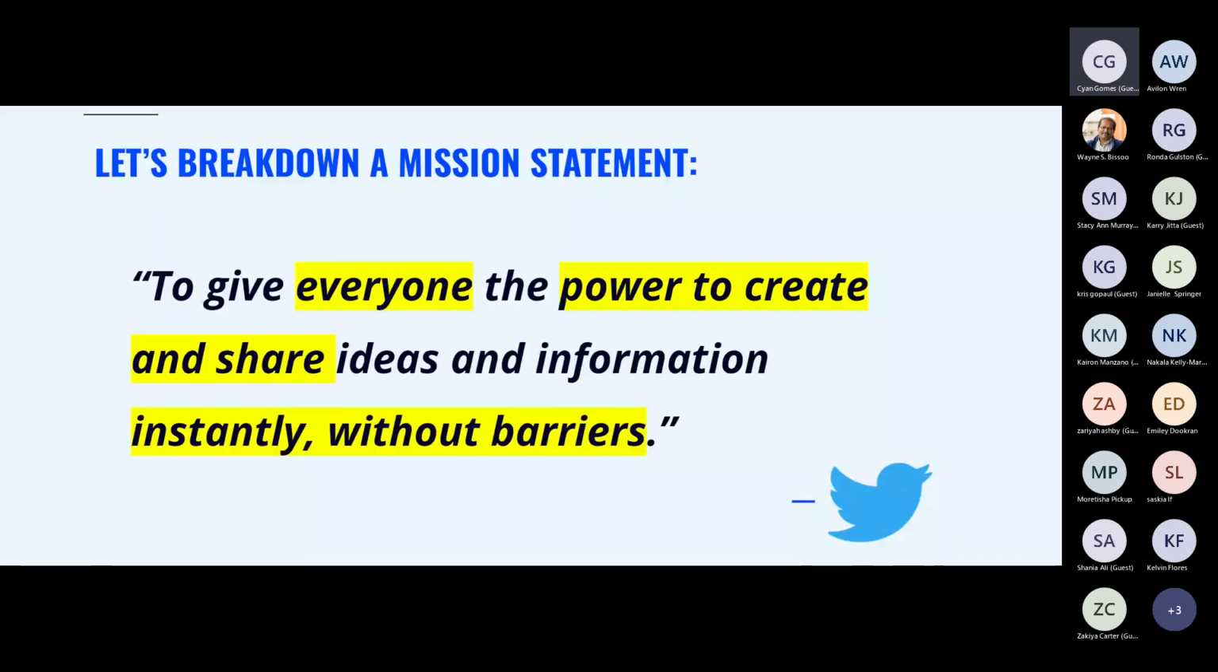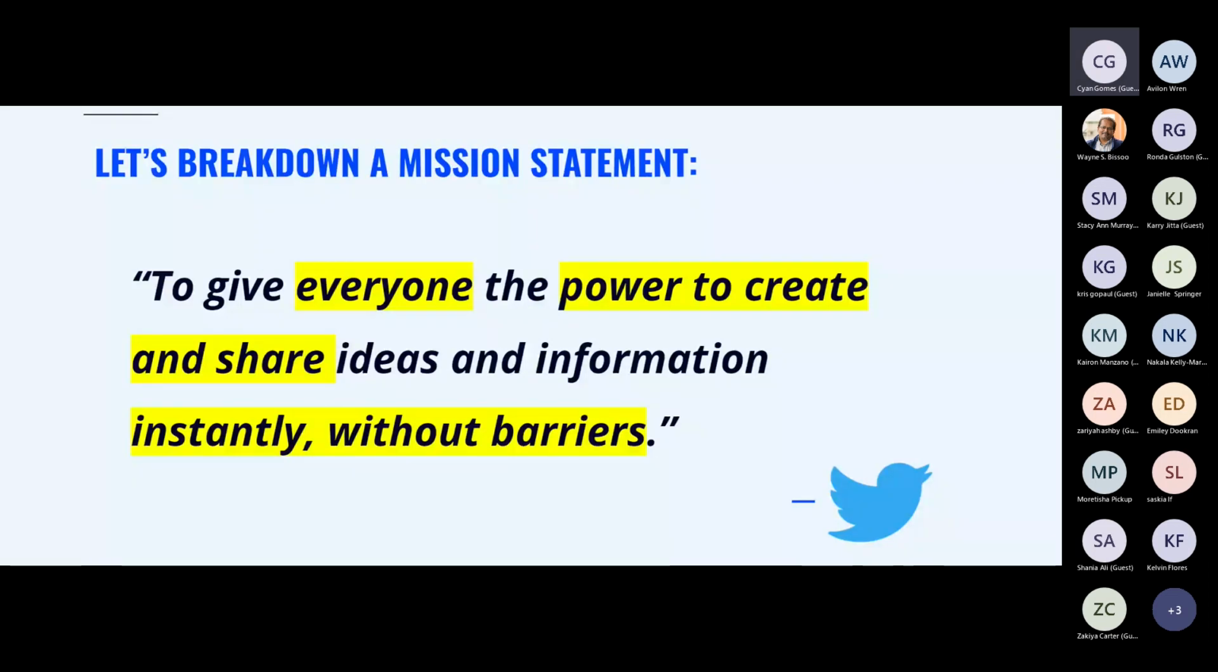Then we have the power to create and share ideas and information. The platform allows users to consume, create, distribute, and discover content. It has become a self-expression tool that many people use to share their ideas and opinions in public. So that's the what they do.